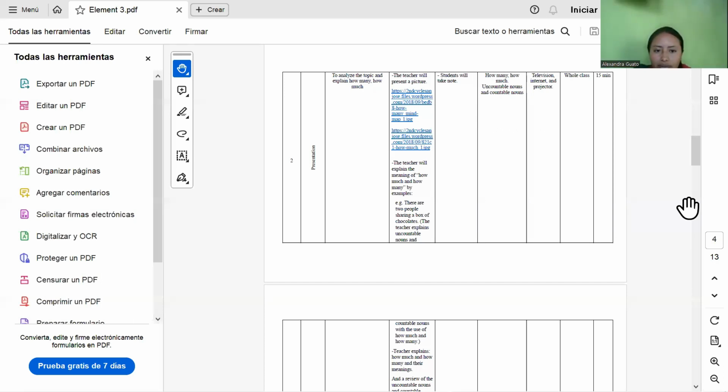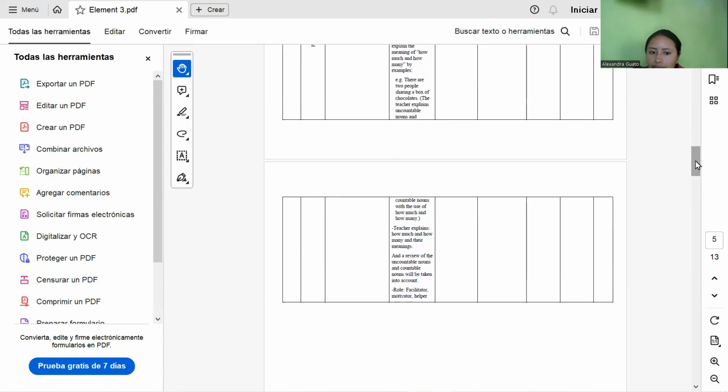Okay, I am going to talk about the stages. The first stage is presentation. The teacher will project an image in which there are countable and uncountable elements and will explain how to use how many and how much according to the difference between countable and uncountable elements. In this part, the teacher will review countable nouns and uncountable nouns. This activity will last 15 minutes.